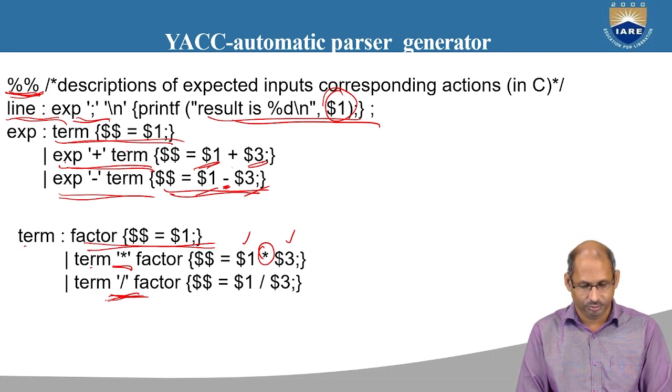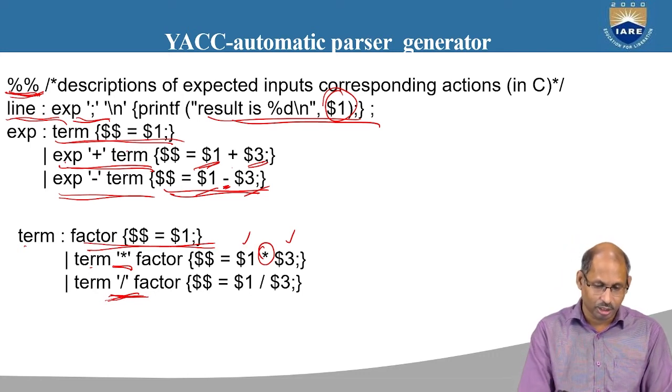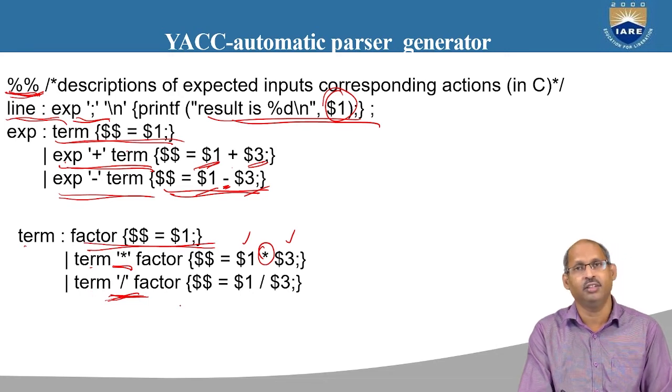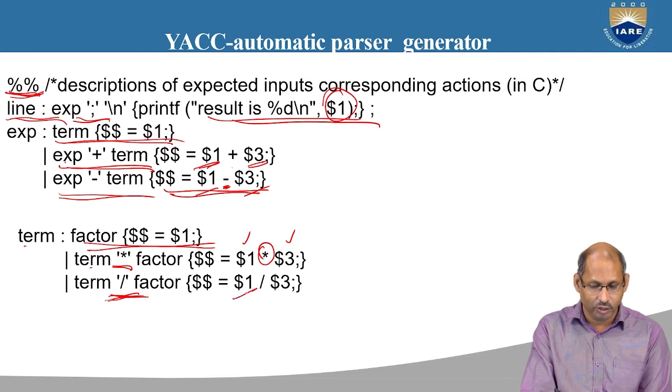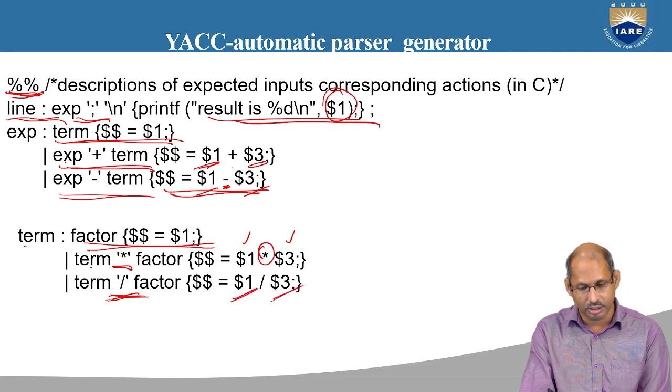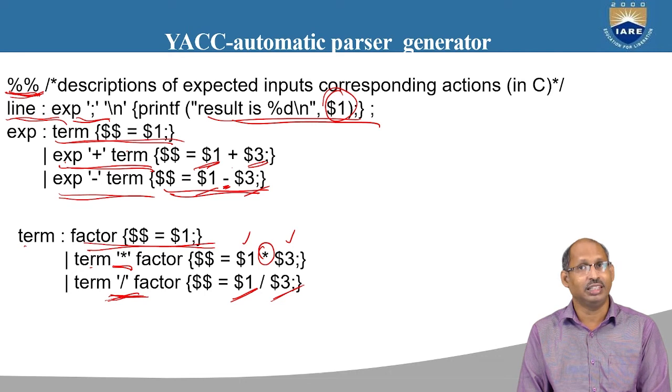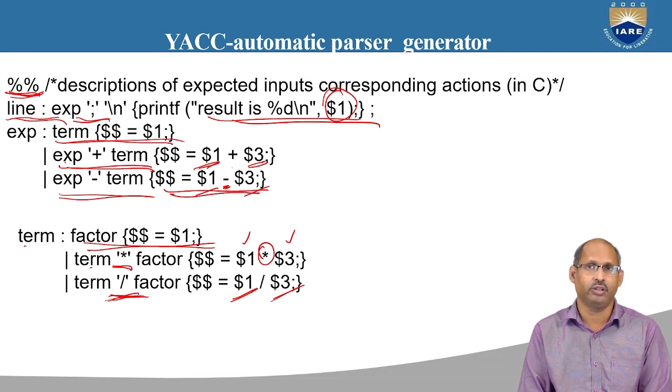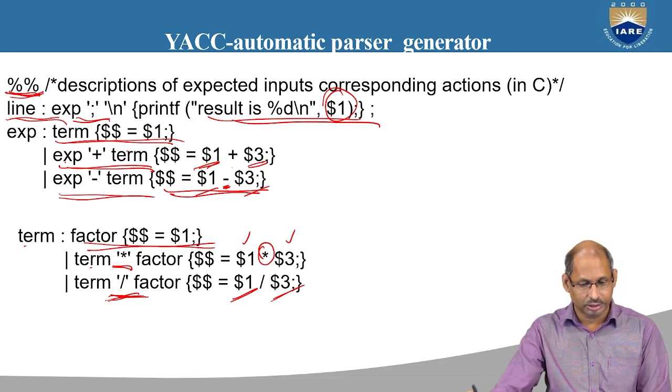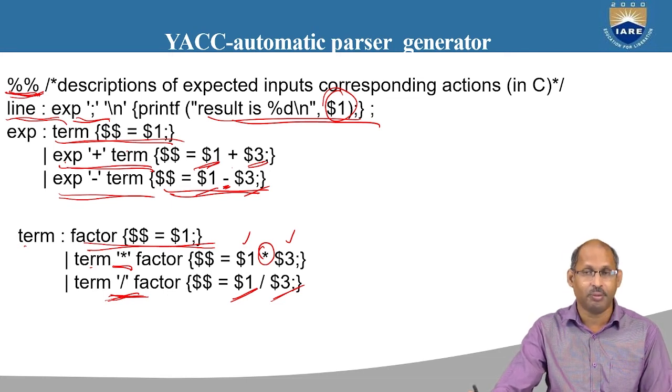Division operator is the first term divided with the factor. Term is divided with the factor. First element divided with the third element. The result is in the $2 value. Right? So term is simply a factor. Otherwise, it will be a multiplication of term and factor or division of term and factor.